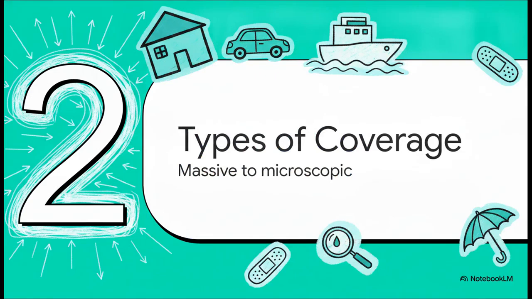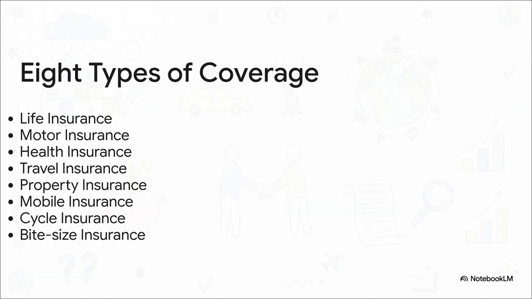Section 2. 8 types of coverage, from massive to microscopic. It's fascinating how this insurance mechanism scales to fit vastly different parts of our daily, unpredictable lives. This pooling mechanism covers literally every facet of modern life. We've got your massive macro protections like life, health, and property insurance, right down to the daily commute with motor and cycle coverage. Travel insurance has your back on trips, and then there's mobile insurance for when you accidentally drop your phone in the toilet. There's even what the industry calls bite-size insurance. This is highly specific micro coverage for super brief periods. The mechanism just scales beautifully.